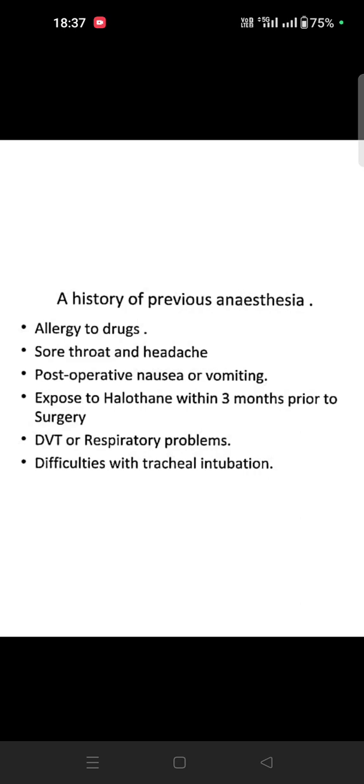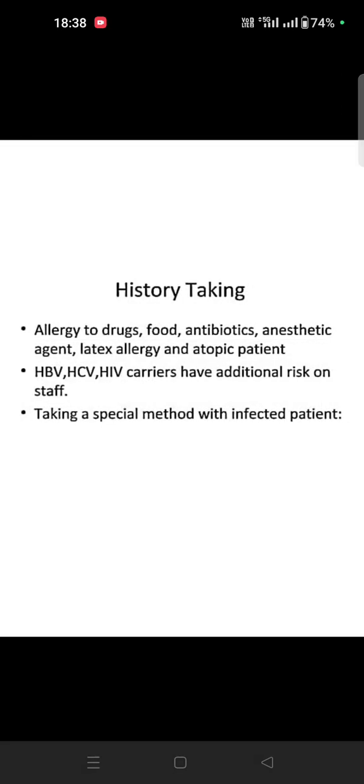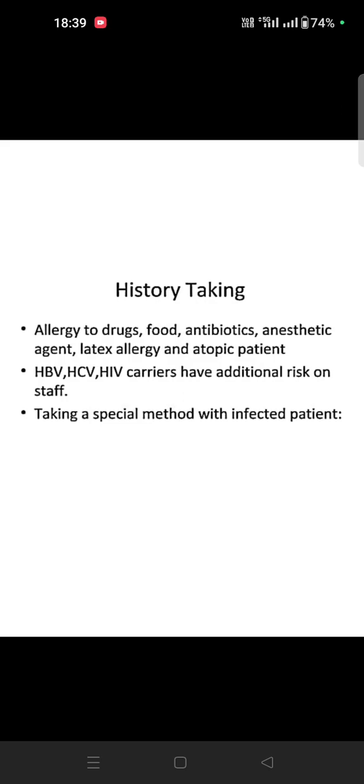Then ask about sore throat, headache, post-operative nausea, vomiting, exposure to halothane within 3 months of surgery, then DVT, respiratory problems and tracheal intubation. Then any allergy to drugs, food, antibiotics, anesthetics, then HIV, AIDS, anything there. We can check before doing investigations, then the method of infection to the patients. Sorry, two slides came.